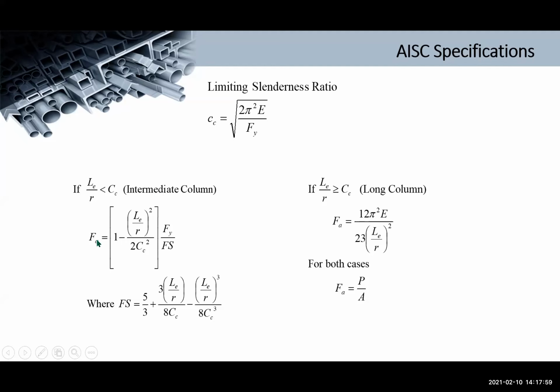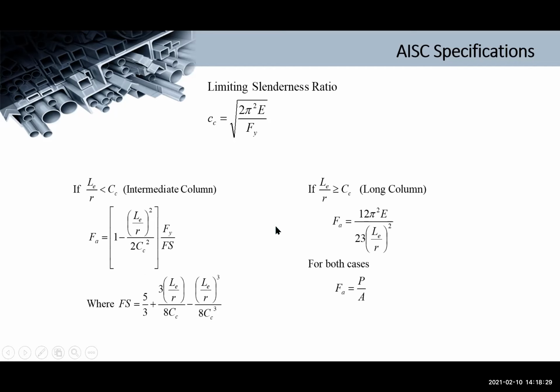Let me repeat, for an intermediate column, this is the Fa or allowable axial stress. For a long column, this is the allowable axial stress. Now, after we get your allowable axial stress, we will use Fa equals P over A, or force over area, to get the axial load that can be carried by the column. Now, what is your Le? L is the length. Le is your effective length.